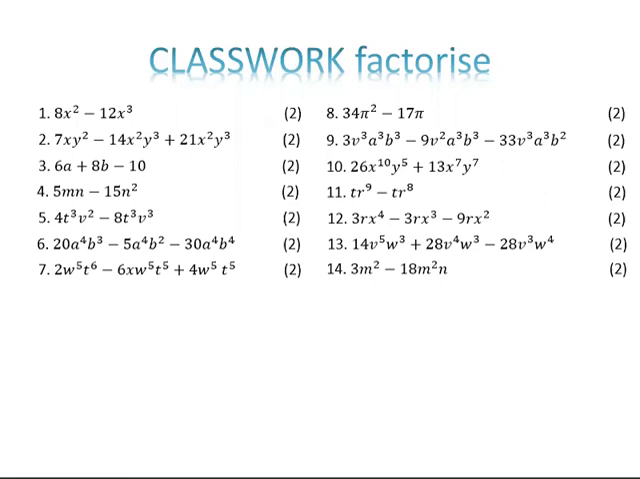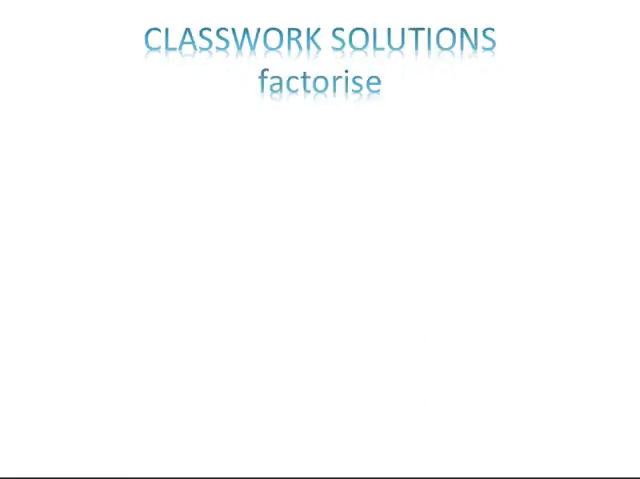Let us mark these exercises. I will start with the first one, where we have 34π² − 17π. Between the given integers, which are 34 and 17, what factor do they have in common? It should be the highest common factor.